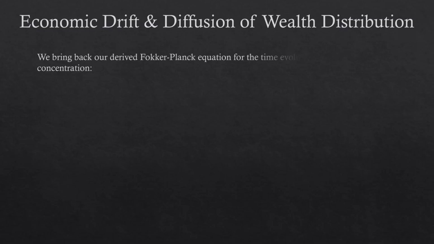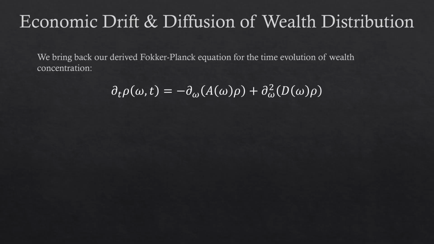We'll bring back our derived Fokker-Planck equation for the time evolution of wealth concentration from our last video. This is to say, the time evolution of our wealth distribution is equal to minus the partial derivative with respect to omega of our drift of our wealth distribution, plus the second derivative with respect to omega of our diffusion of our wealth distribution.